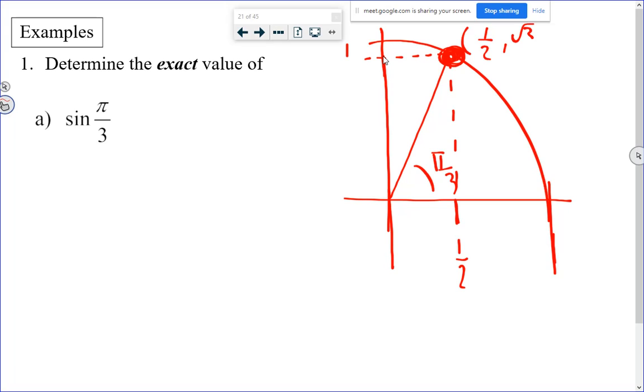So bottom line, in the 2 minutes it took for me to explain this, it would take me probably 20 seconds or 10 seconds to know that the answer to this question is root 3 over 2. It's the y coordinate on the unit circle. Sine is y over r, and r is 1, so we just look at the y coordinate.